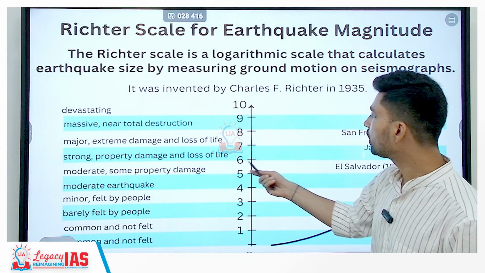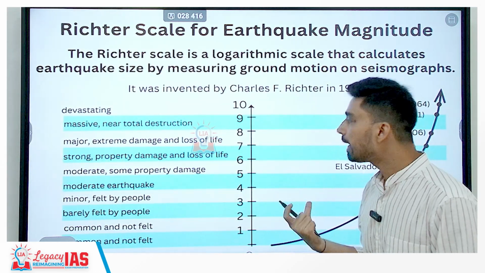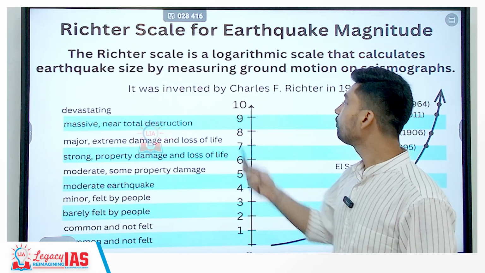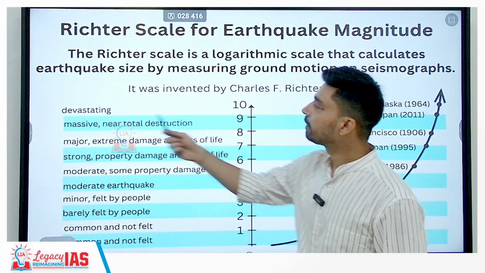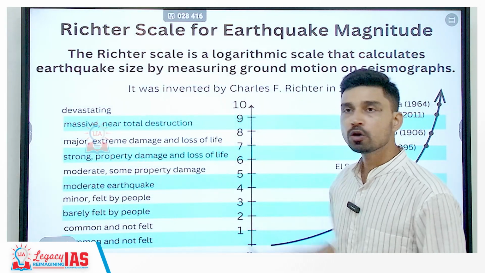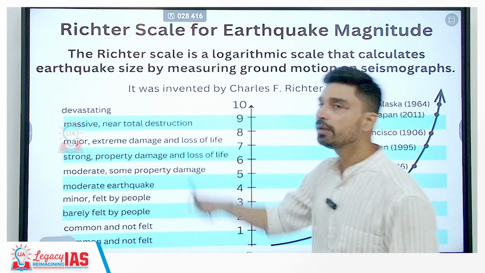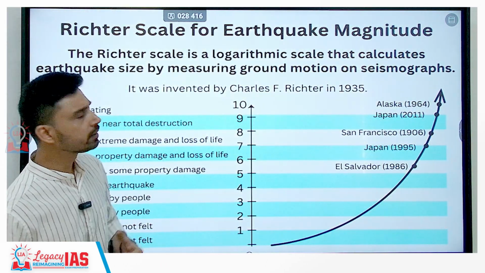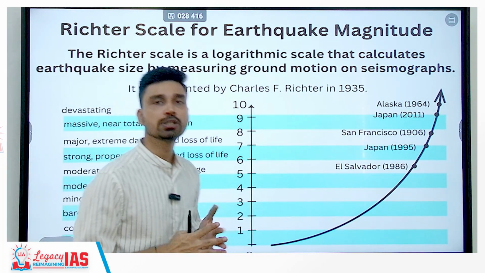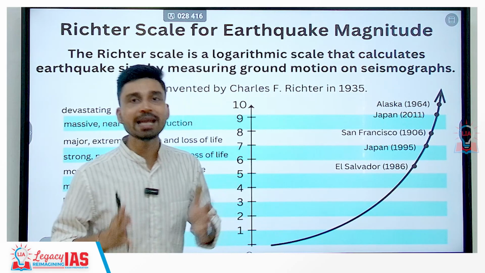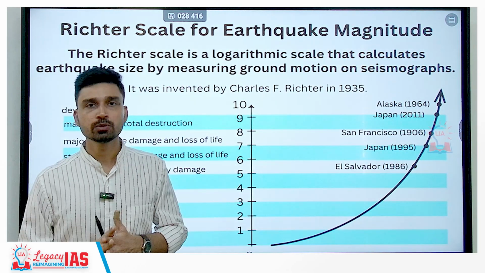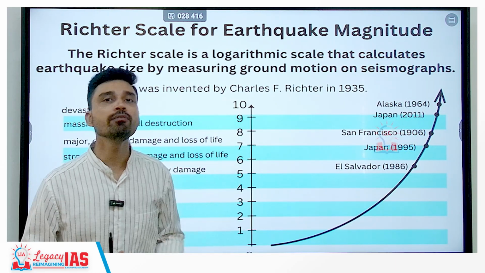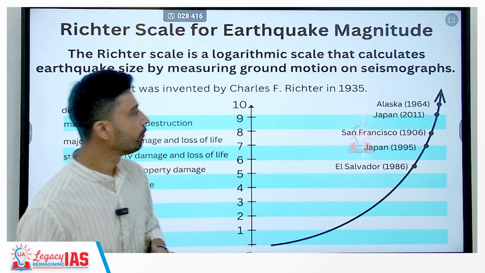For example, an earthquake with a magnitude of 6 is considered a strong earthquake. There can be property damage as well as loss of life. On the other hand, an earthquake with magnitude 9 is a massive earthquake that will cause near total destruction, and a 10 would be so devastating that we cannot even describe the impact. In simple terms, every unit increase on the Richter scale represents a 31 times increase in the energy released by the earthquake and a 10 times increase in the overall amplitude, or the wave height of the seismic waves.